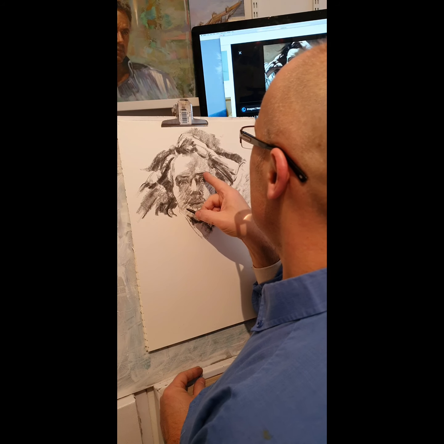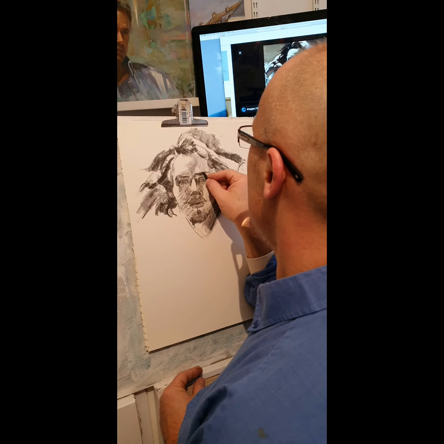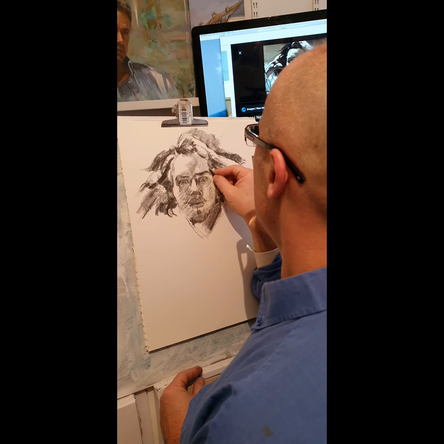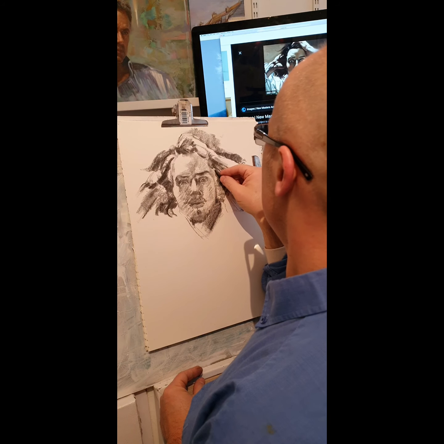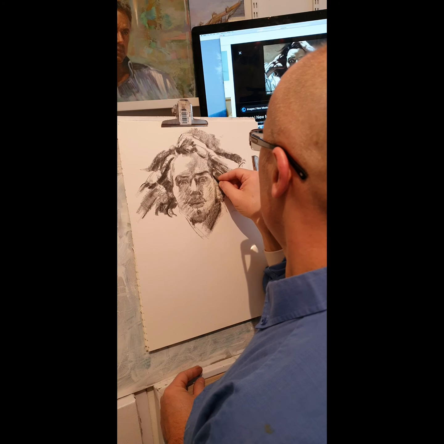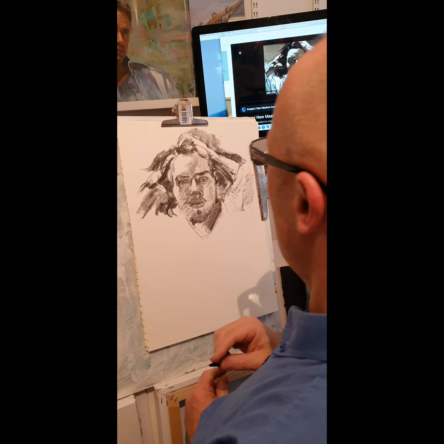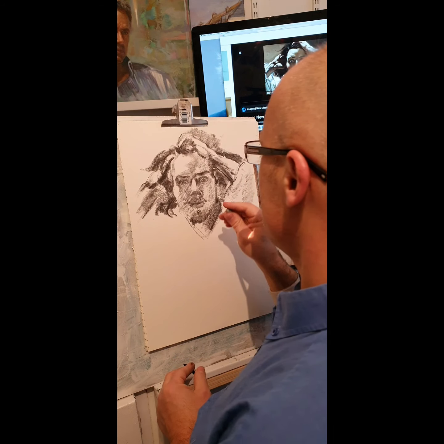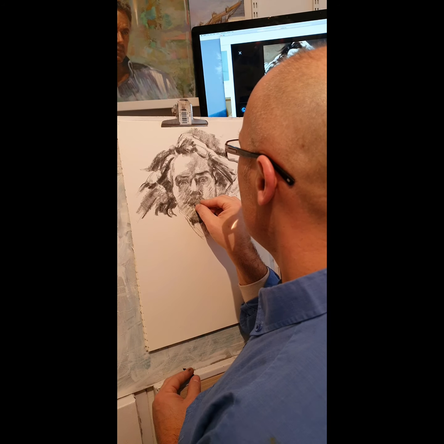And further up, darker this side, darker here. There we are. Okay, we're getting closer and closer. Now a little bit of highlight on his upper lip.